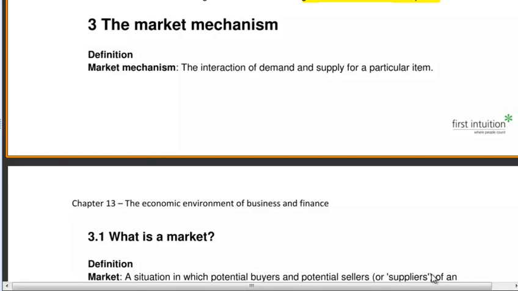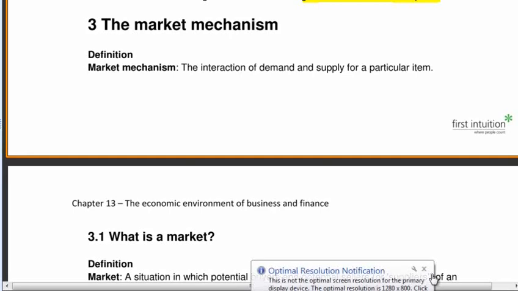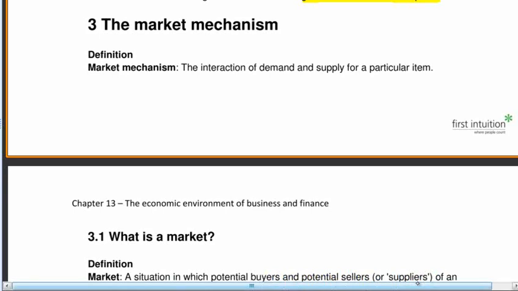Hello and welcome back to chapter 13. Remember, we're talking all about economics in this chapter. We've covered the macroeconomics part of the chapter, so we're now going to move into microeconomics. And we're going to start by thinking about this thing called the market mechanism.